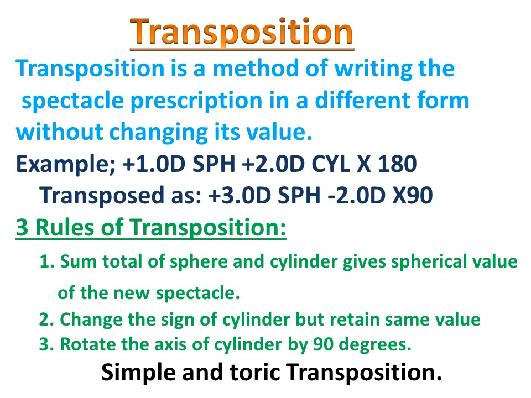Next step is to change the sign of the cylinder but retain the same number of the cylinder. Third rule, rotate the axis of the cylinder by 90 degrees. So there is what is called a simple transposition and toric transposition. What I have described here is only simple transposition, and that is enough for us to understand what is simple transposition.